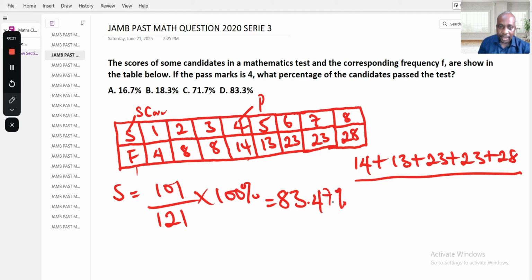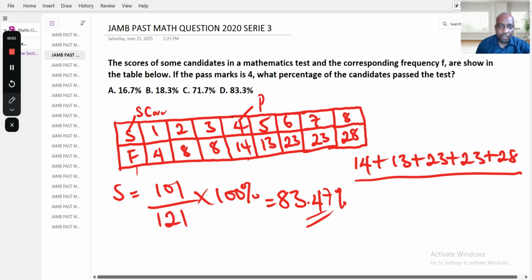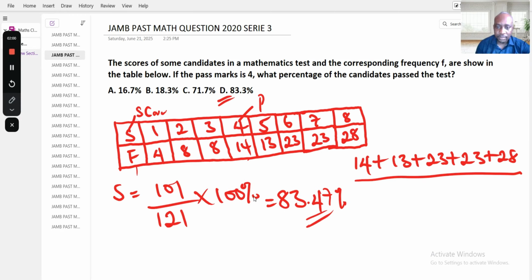83.47 percentage. So our final answer is 83.47 percentage. Therefore, where is our answer? Our final answer is 83.47 percentage of the total students, candidates that passed the test, because it's 4 and above. What is our answer? Our answer is D. Let's move to the next question.